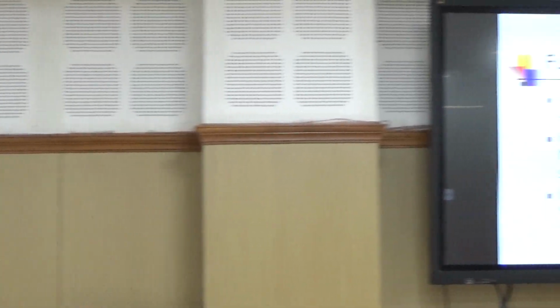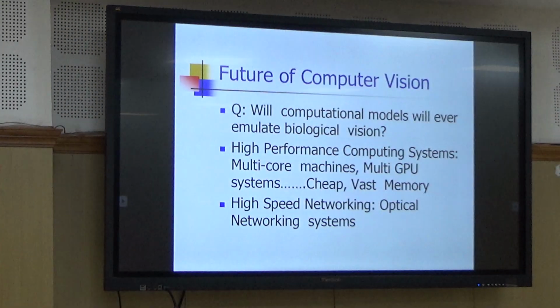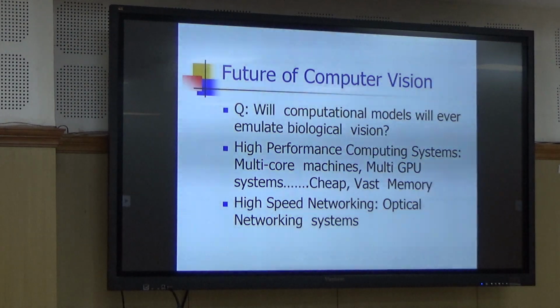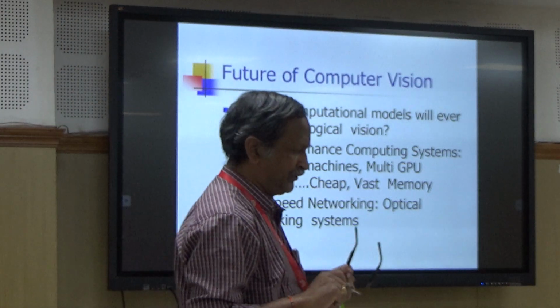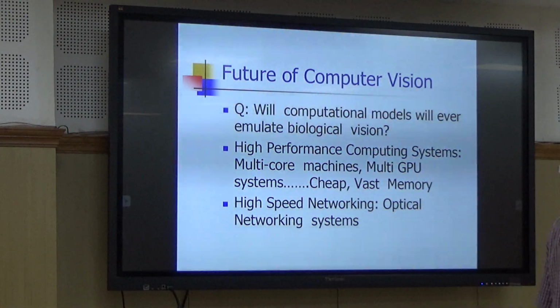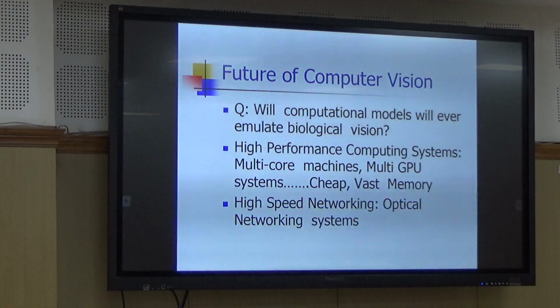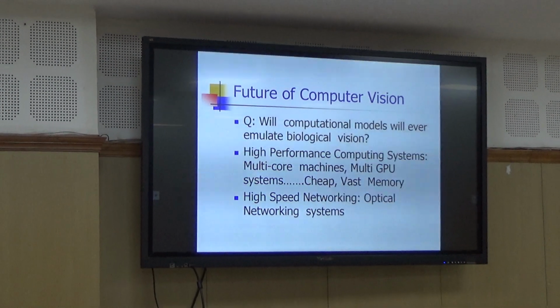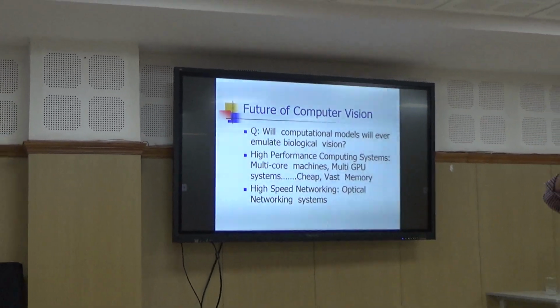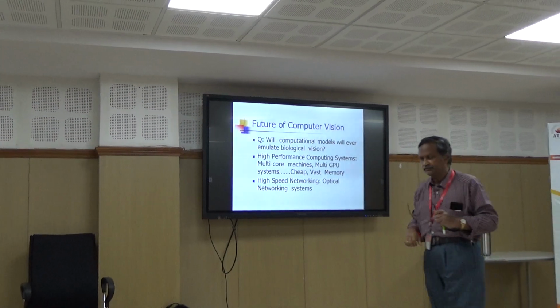So, I will come back to perceptron in a minute. Will computational models ever emulate biological vision? This is the main question. Even though we have fairly good models in computer vision as well as learning, deep learning. See, in deep learning, you have deep belief networks, you have CNNs, you have autoencoders, and maybe now transformers, things like that.